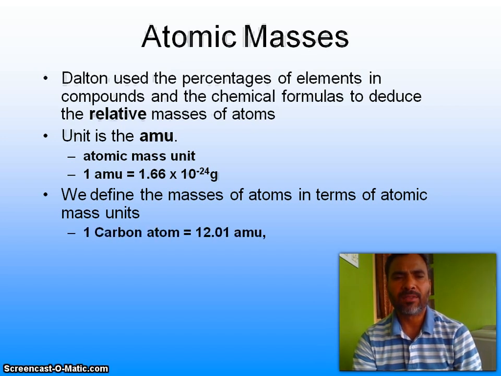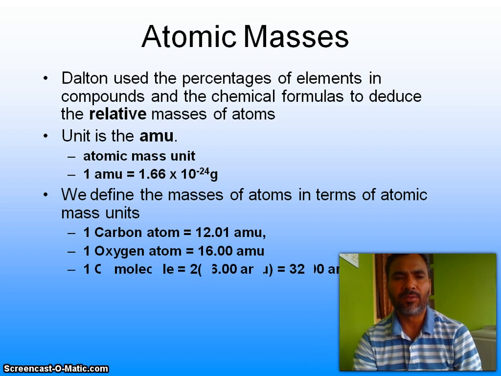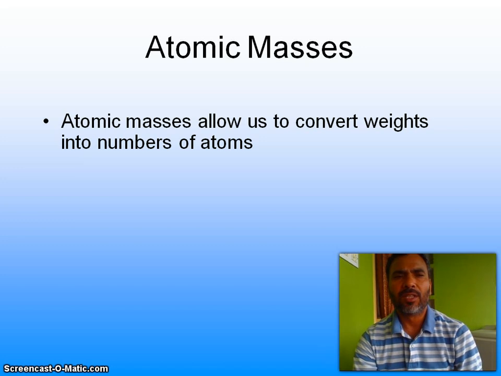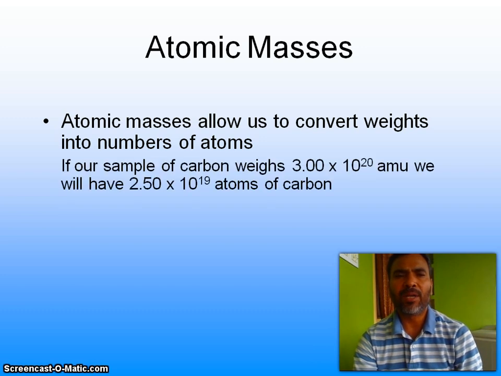1 carbon atom is equal to 12.01 AMU. 1 oxygen atom is equal to 16.00 AMU. 1 O2 molecule is equal to 2 times 16.00 AMU, which is 32.00 AMU. Atomic masses allow us to convert weights into numbers of atoms. If our sample of carbon weighs 3.00 times 10 to the power 20 AMU, we will have 2.50 times 10 to the power 19 atoms of carbon.